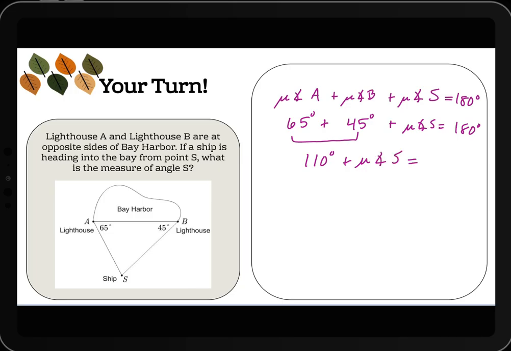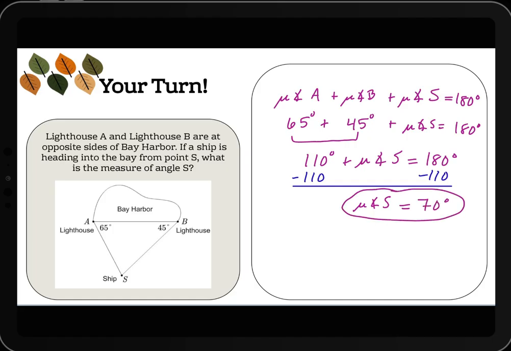We know that their sum is still equal to 180. Now we can go ahead and subtract 110 on both sides. When we subtract 110 on both sides, we end up with the measure of angle S. We end up with 70 degrees. So the missing value you should have arrived at is 70 degrees for the angle that's created there.